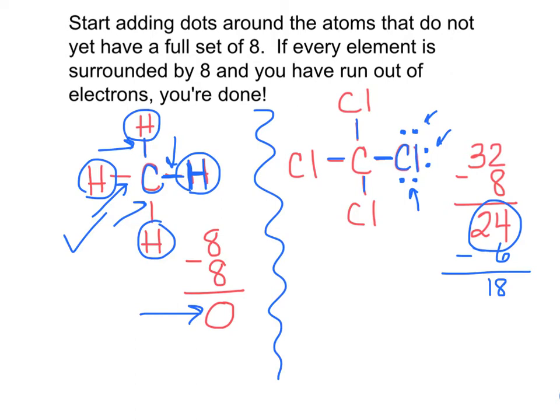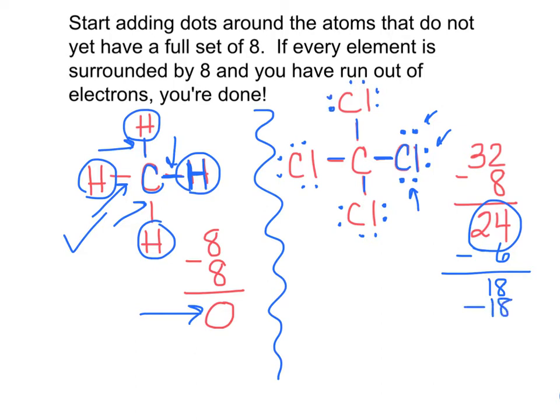So we need to place 18. 1, 2, 3, 4, 5, 6. That one now has 8. 7, 8, 9, 10, 11, 12. Now that one has 8. 13, 14, 15, 16, 17, 18.